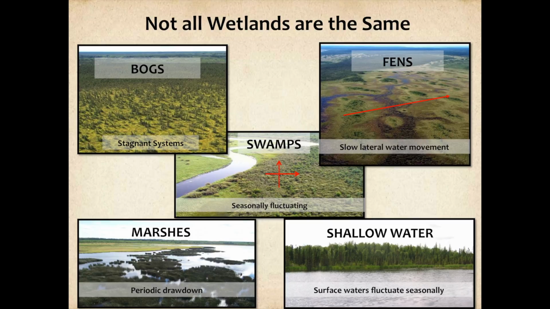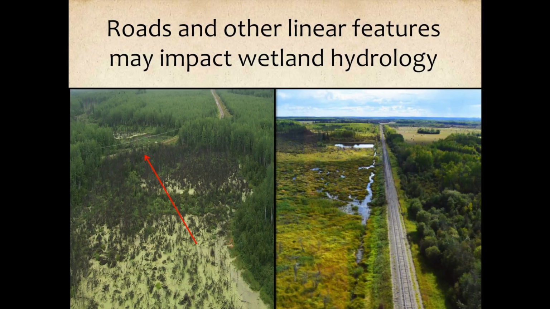So from our perspective, and I think we're learning that by understanding the fundamental differences between these systems, and in this particular case I'm talking about water flow, can be informative and be used as a tool to make smart decisions. So I'm going to talk now about roads and how this information has helped us. Roads and other linear features may impact wetland hydrology. In fact, it's more common than not. And everyone around this room has seen these types of things.